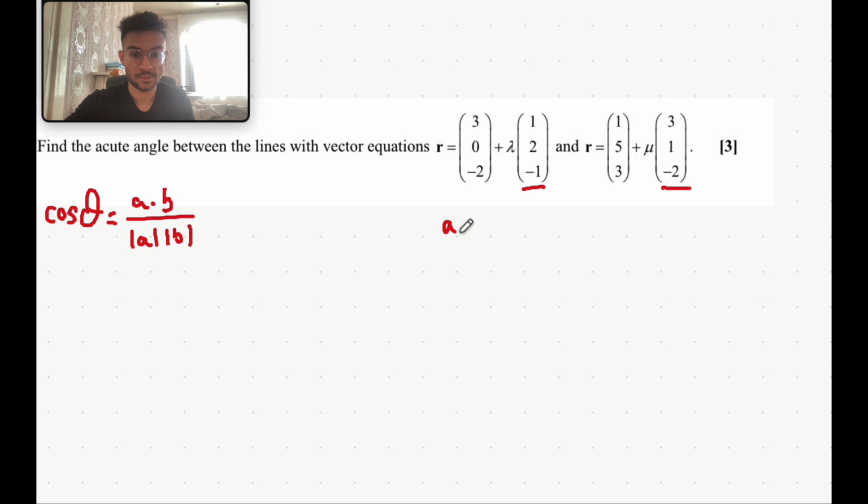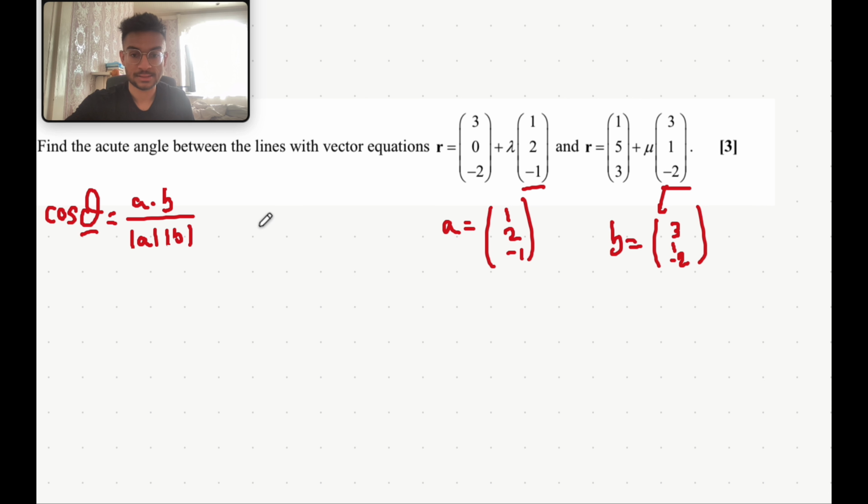We're going to start by calling one of them A. So we'll call A (1, 2, minus 1), just this column vector. And we'll call this column vector B. So that's (3, 1, minus 2). Now that we've got those two direction vectors out of the way, we can substitute them into this equation to find the value of theta.